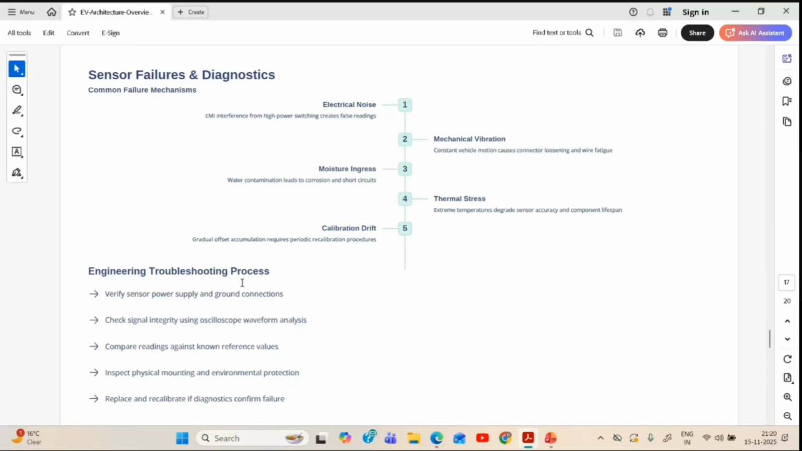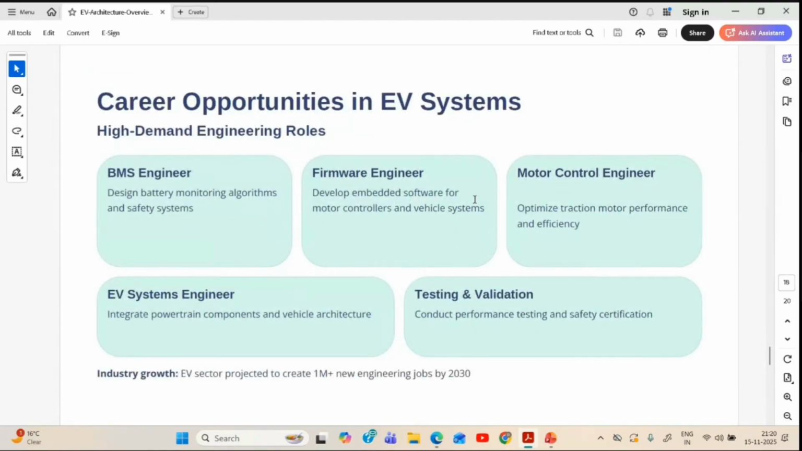And we have some troubleshooting processes. You can see this. We have 4 to 5 methods. We can troubleshoot by verifying the sensor power supply and signal integrity using an oscilloscope. Again, I said that the oscilloscope and logic analyzer are two things which are very important right now. You should know how to use them. Even if you are a mechanical engineer, electrical engineer, or electronics engineer, irrespective of which domain you are from, you should know all these things.